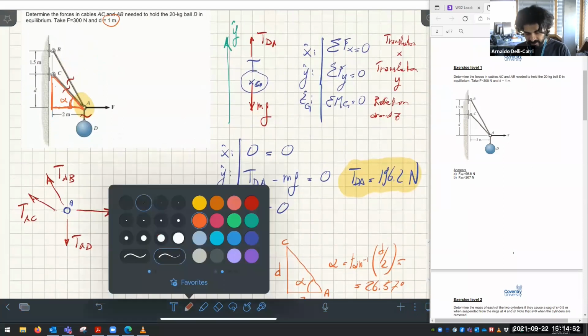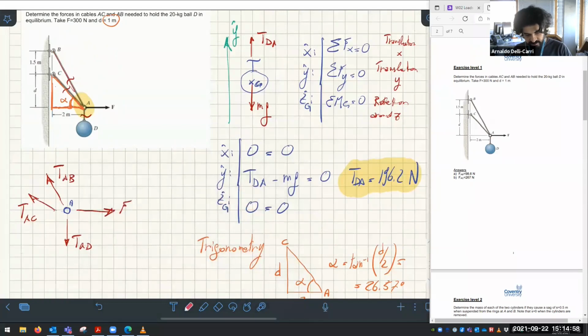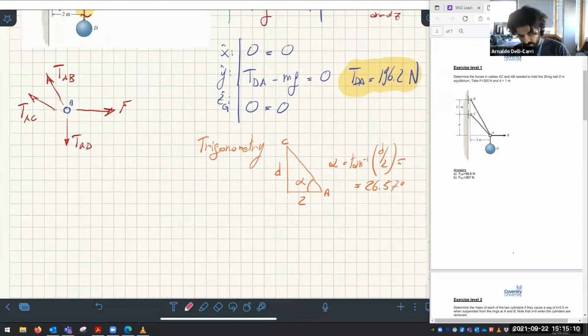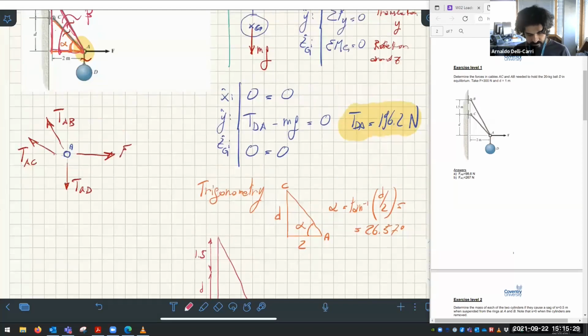But we have another triangle here. Let me put this in red-ish. So this is the other triangle that we need. So we want beta, this angle here, this is beta. So how do I find beta? Well, let's draw the triangle again. Now this is just a taller triangle, the same base. So this is still 2. Now this is D and 1.5.